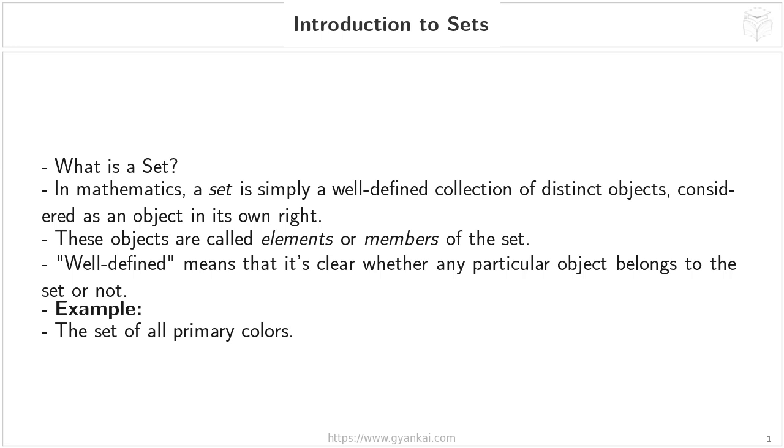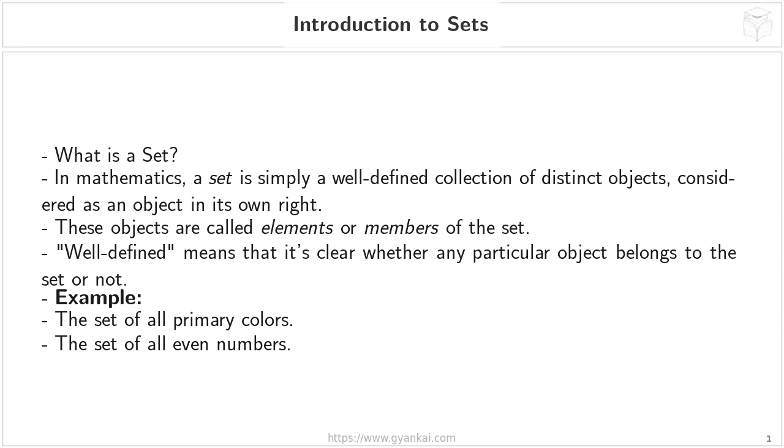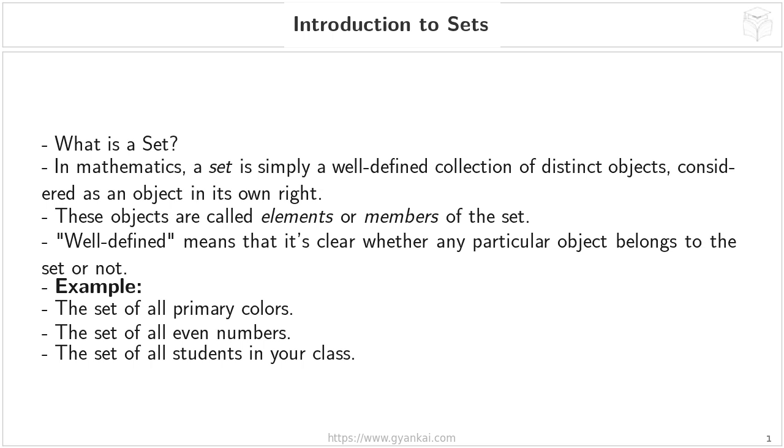Let's look at the examples. The first one is the set of all primary colors. That's well-defined because we all generally agree on what the primary colors are: red, yellow, and blue. There's no debate. The next example is the set of all even numbers. Again, well-defined. We know what an even number is: any integer divisible by 2. Finally, we have the set of all students in your class. This is also well-defined at this moment. The members of this set are the students currently enrolled. However, if a new student joins or someone leaves, the set changes.